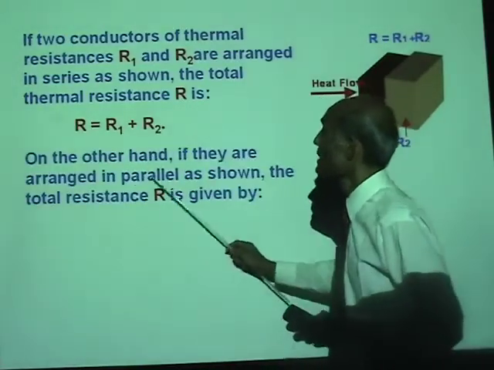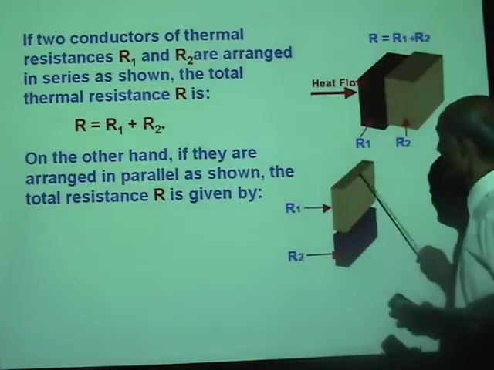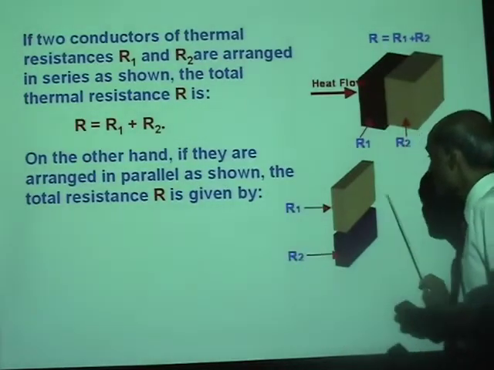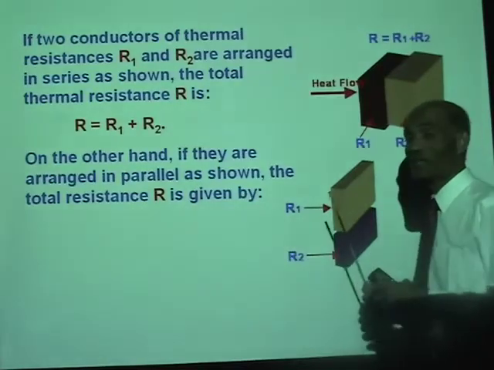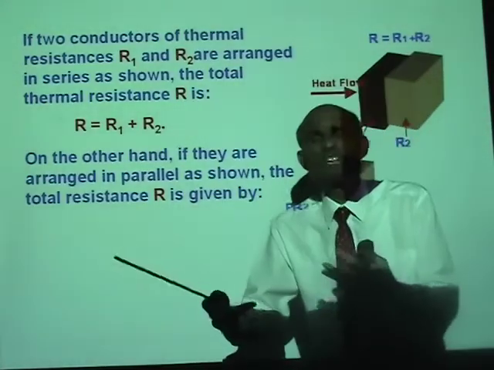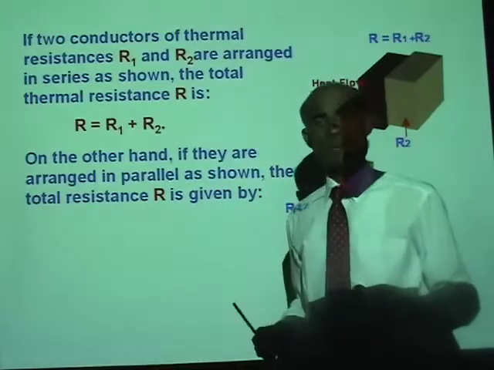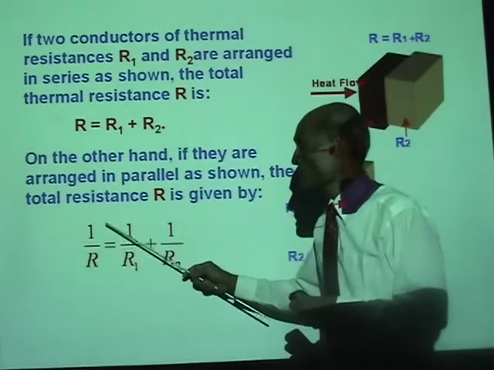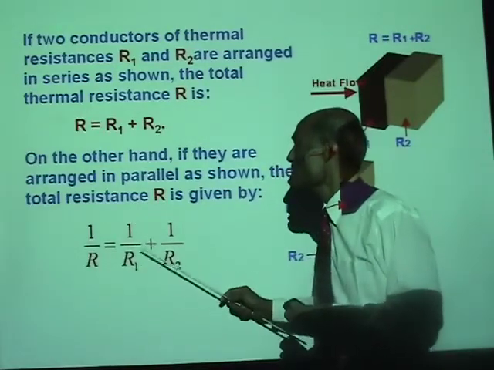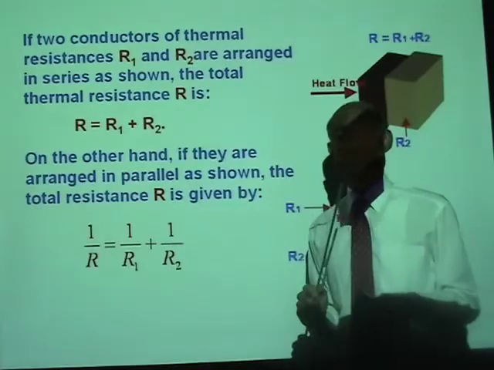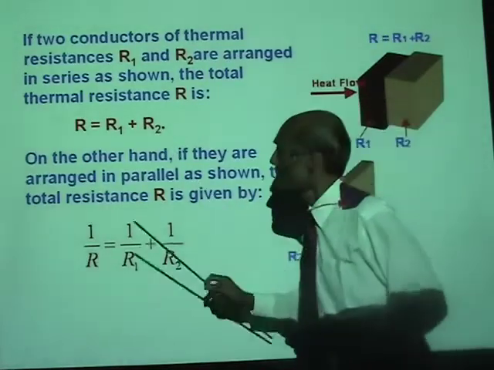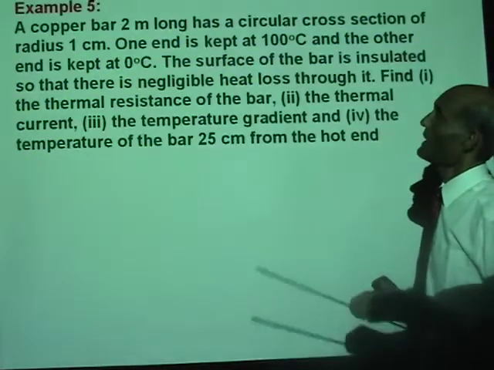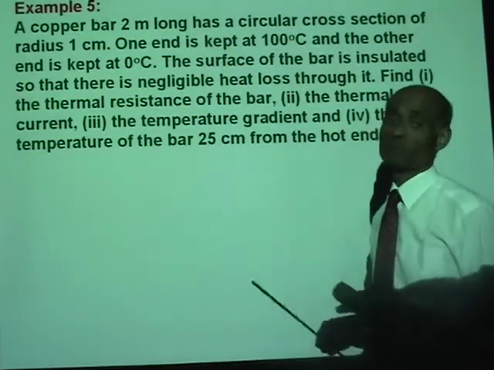On the other hand, if they are arranged in parallel like this, well, that means heat energy can either pass through here or here. You are actually reducing the resistance to flow. Is that right? In that case, if R is the total resistance, then 1 over R equal to 1 over R1 plus 1 over R2. Well, just leave it there. If you need it, we will use it. Okay, let's go and do a problem now.